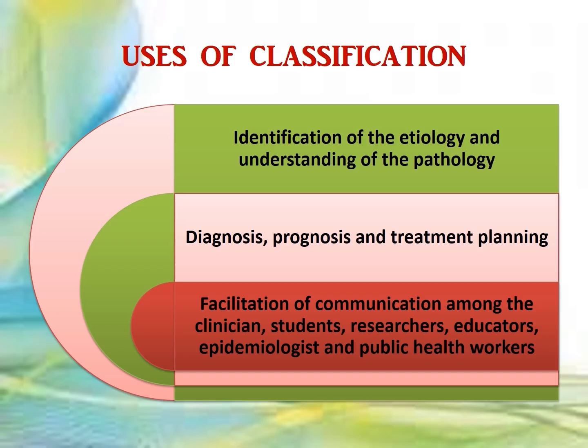Uses of classification. Classification helps in the identification of the etiology and understanding of the pathology. It also helps in the diagnosis, prognosis, and treatment planning. It also helps in the facilitation of communication among the clinician, students, researchers, educators, epidemiologists, and public health workers. It also helps in presenting information to the patient about his or her disease.